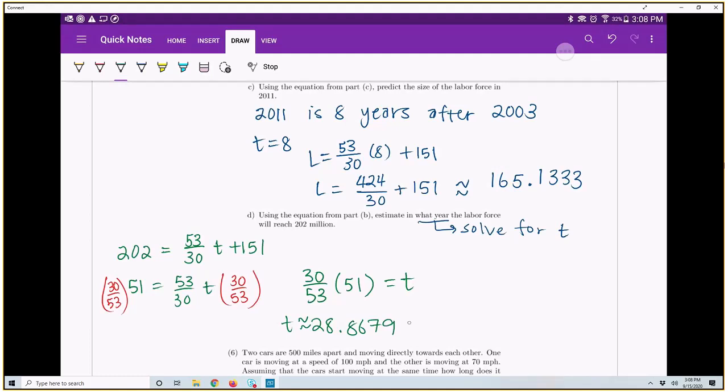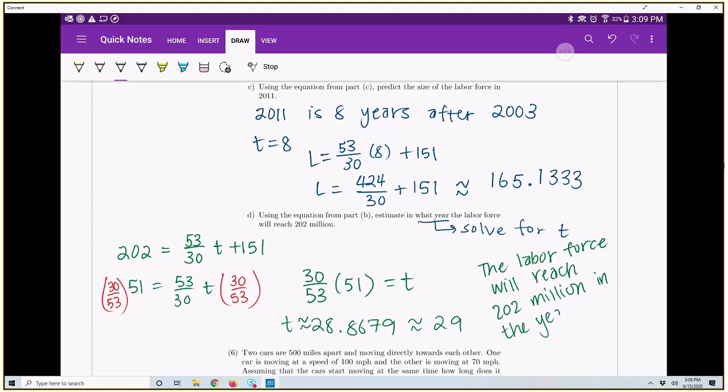So in terms of years after 2003, I'm going to say around 29 years. So the labor force will reach 202 million about 29 years after 2003. And that should be the year 2032. I just added 29 to 2003.